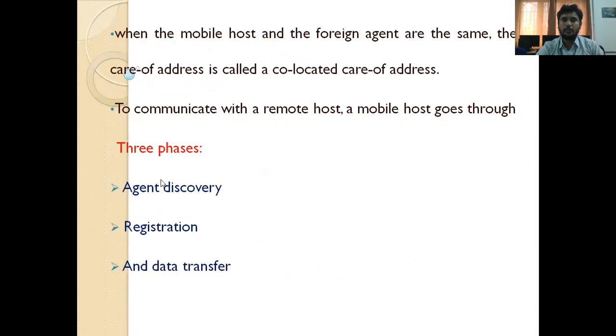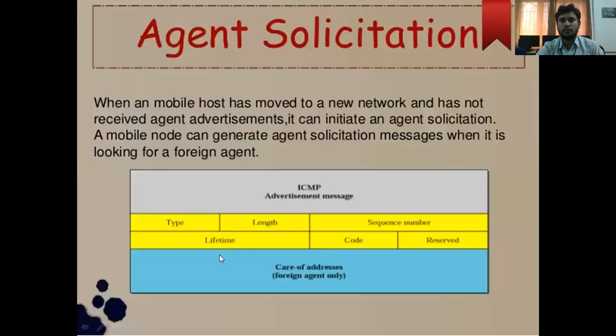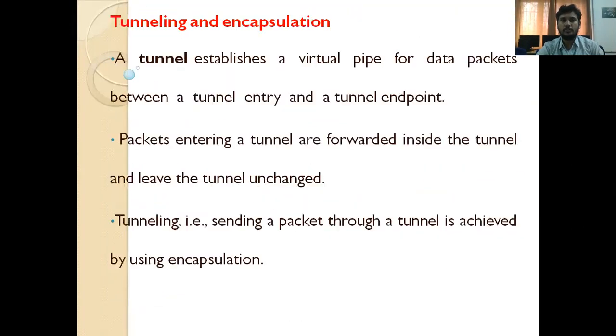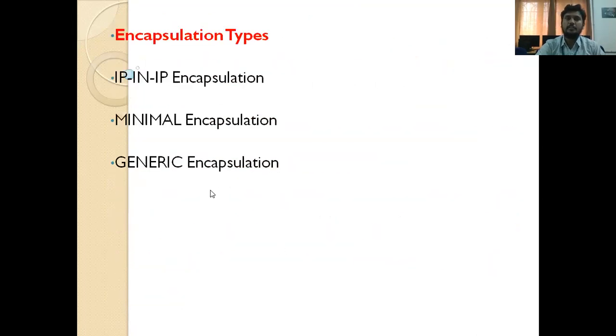That is the working of mobile IP, and as usual, mobile IP has three phases. First is agent discovery, which is done by using agent advertisement and agent solicitation. Then registration, and then data transfer. In the data transfer, data is transferred through a tunnel by using encapsulation techniques. From the sender's perspective, data is encapsulated at the correspondent node and decapsulated at the receiver's end. The encapsulation techniques are IP in IP encapsulation, minimal encapsulation, and generic encapsulation.